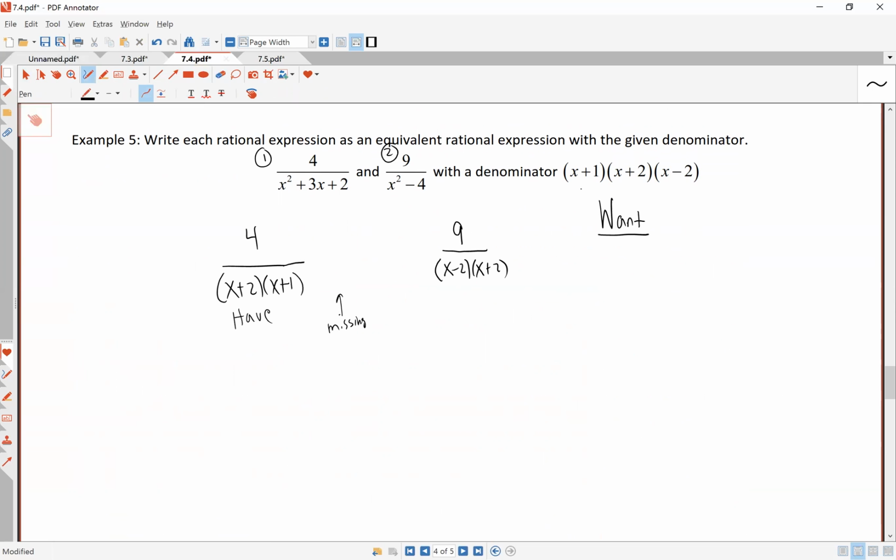Well, I look over here and I want to have a plus 1, a plus 2, and an x minus 2, so I'm missing the x minus 2. So I put it in the top and I put it in the bottom, which results in multiplying out the top for x minus 8, keeping the bottom factored.